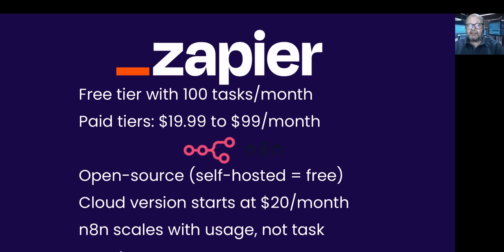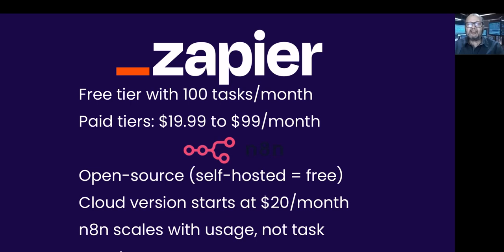On the other hand, n8n is open source, which means the core platform is free. You can self-host it on your own server or even on a Raspberry Pi. That's $0 in licensing costs, just hosting and maintenance. However, n8n also offers a cloud version starting at $20 a month. Still, the big difference is that you only pay for executions, and you can scale hosting based on how many workflows you run, not just how many tasks.